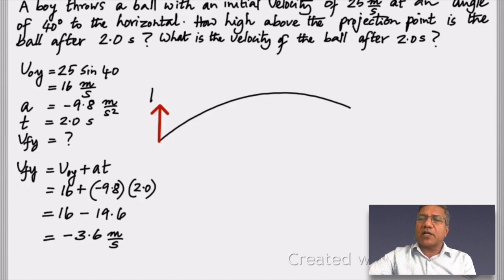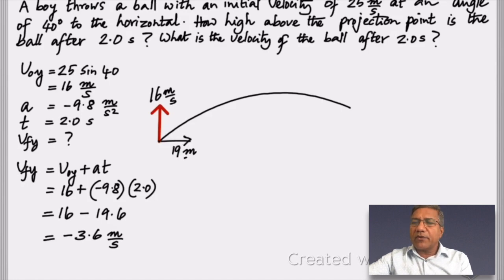Just to illustrate, it starts from here at 16 meter per second, which is the vertical component, and then after 2 seconds, the vertical component has become negative. You can see that it has become negative. That means it's pointing in the downward direction now, and it's small. It's negative 3.6 meter per second right there. Also remember, the horizontal velocity never changes. All throughout the motion, the horizontal velocity remains at 19 meter per second. So even after 2 seconds, of course, it's 19 meter per second.